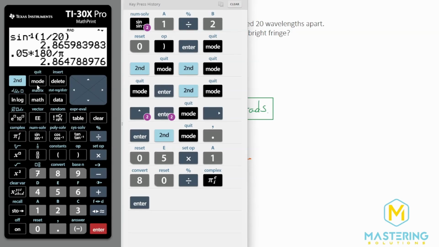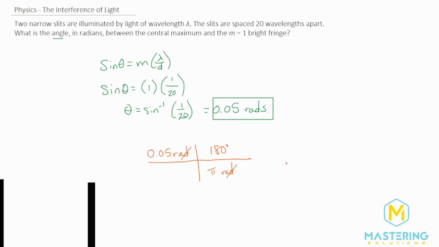So you can see that when we had it in degree mode, it gave us the answer, but this again is just practice to go from radians into degrees this way as well. And so we have 3 degrees, but they ask for radians, so 0.05 radians is the answer.